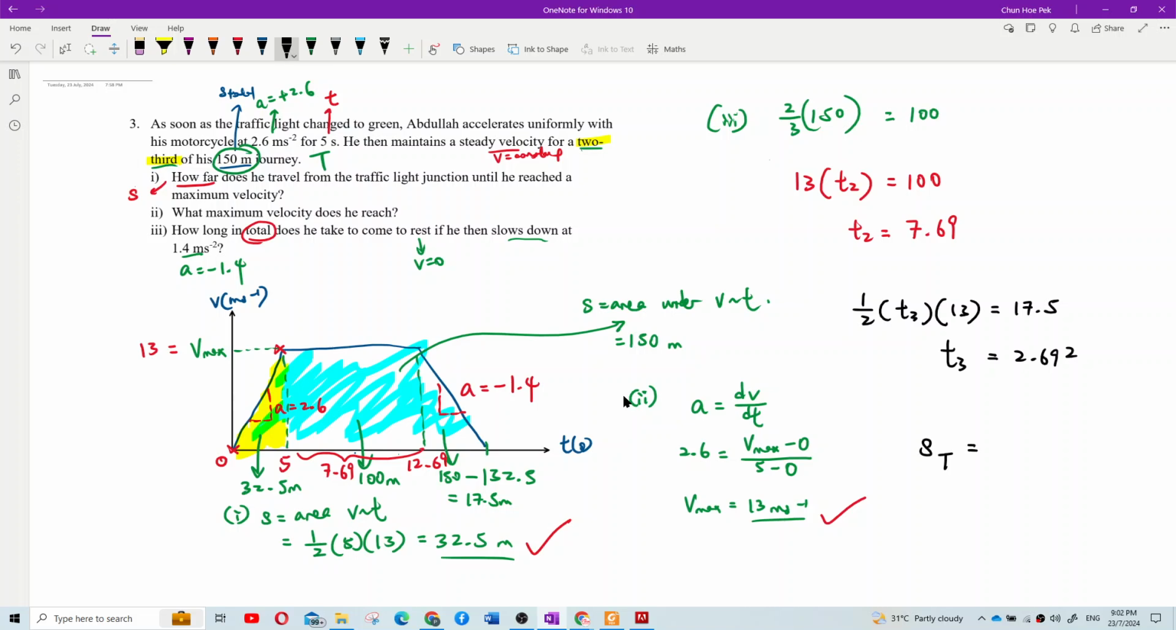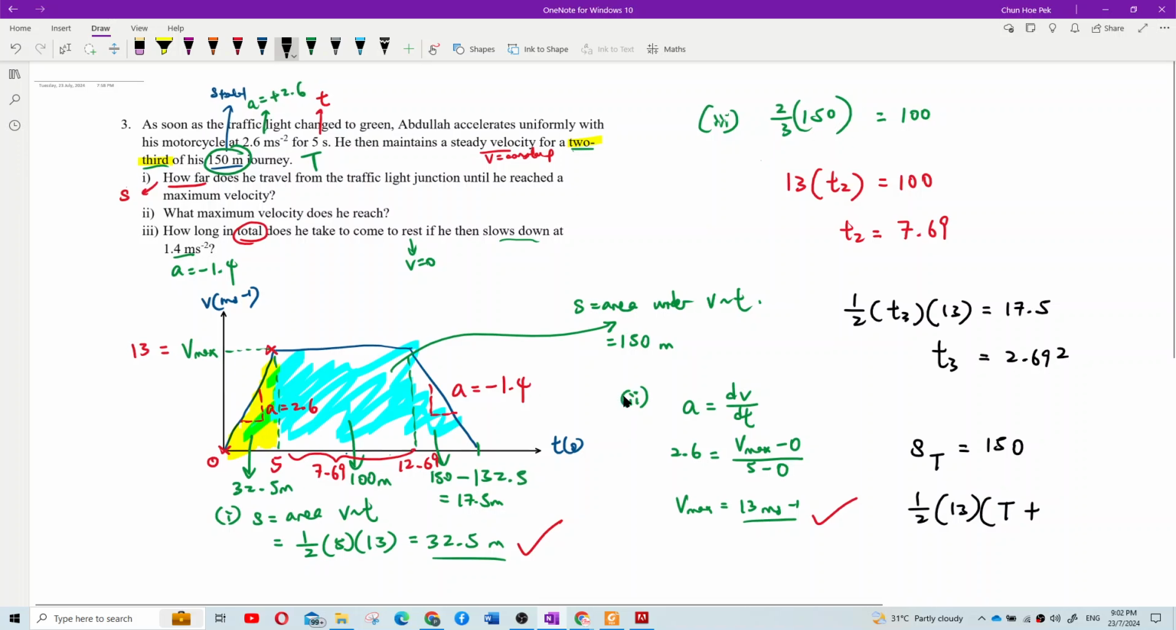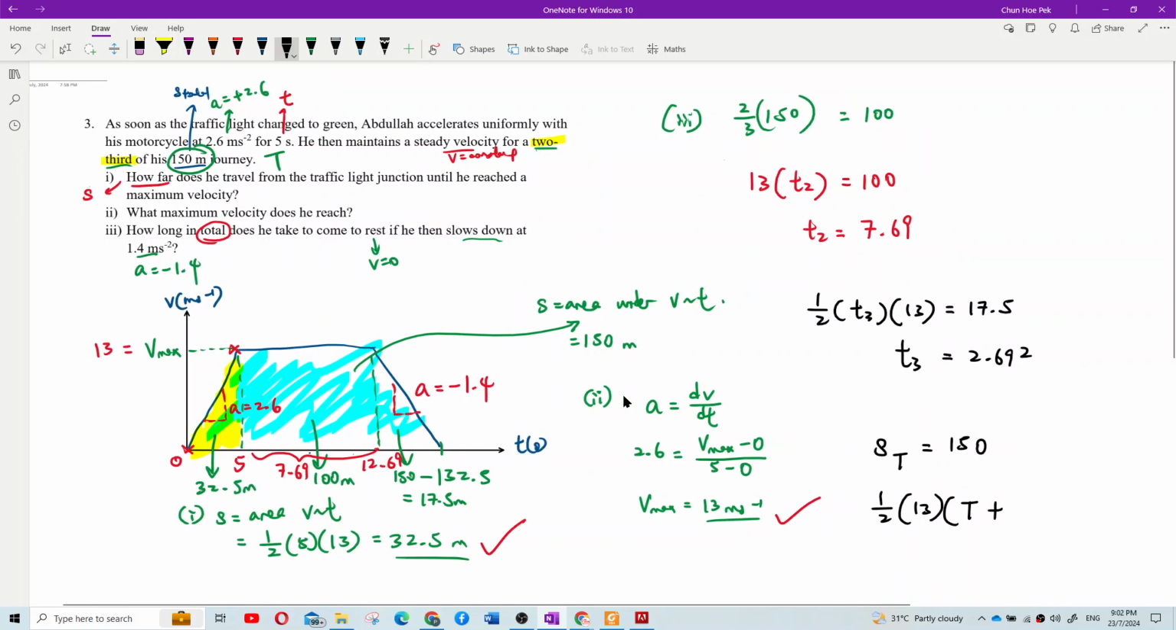So S equal to S total is 150. So let's take the trapezium again. 13 times, yeah, I need the total time plus with... what's wrong with this question? 7.69 lah. I think that equal to 150.